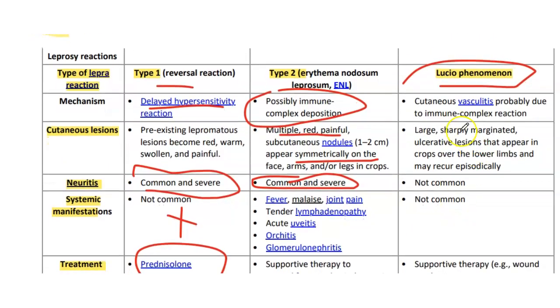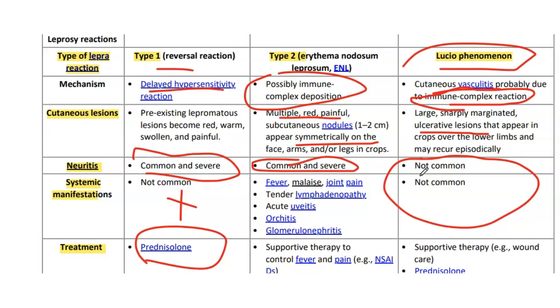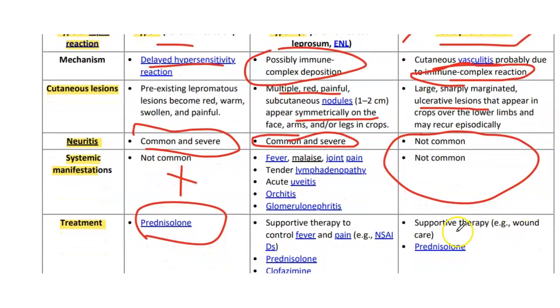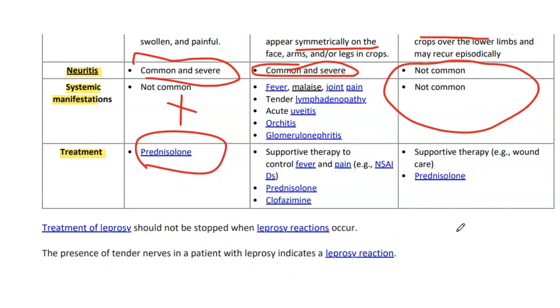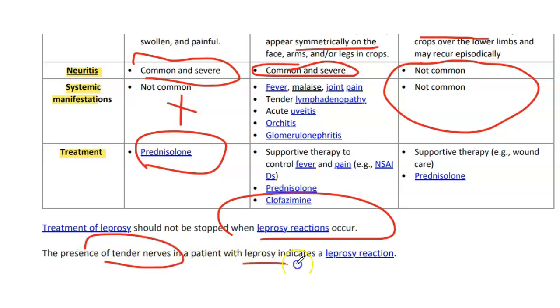Then you have Lucio phenomenon, which is cutaneous vasculitis, probably due to an immune complex reaction. So it's vasculitis and immune complex is involved. Large, sharply marginated ulcerative lesions will be there that appear in crops over the lower limbs and may recur episodically. Neuritis and systemic manifestations are not common in Lucio phenomenon, while the treatment is supportive therapy, wound care, and prednisolone. Treatment of leprosy should not be stopped when a leprosy reaction occurs. The presence of a tender nerve in a patient with leprosy indicates a leprosy reaction. So remember that tender nerves in a patient with leprosy indicate a leprosy reaction. So that's all about leprosy.